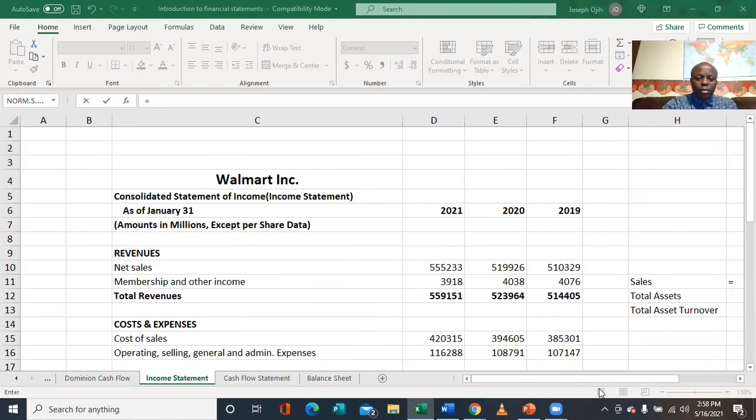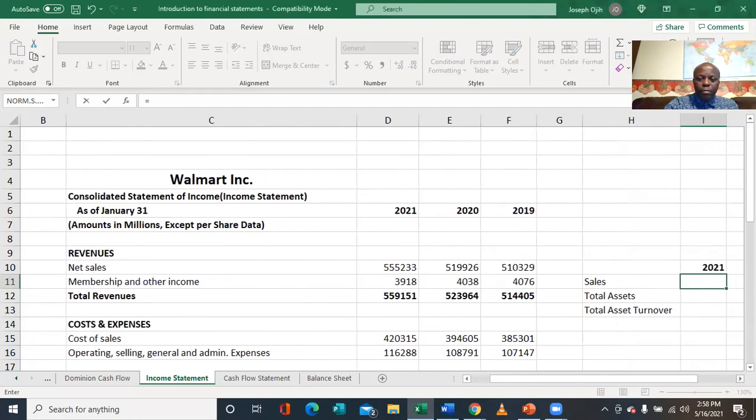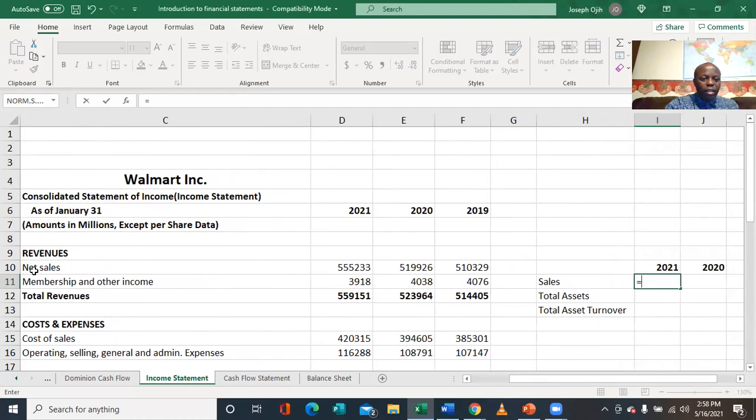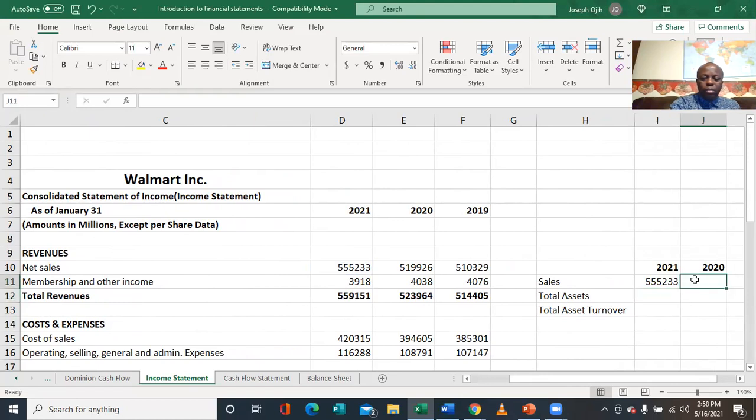Good. Now, for Walmart, look at the sales, the net sales. You can see from here, net sales for 2021 and net sales for 2020. Remember, all these are in millions of dollars. So they're all in millions, which means you have to add 3 more zeros. Now, we have the total assets.